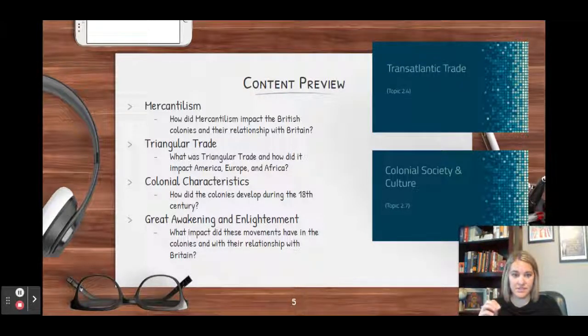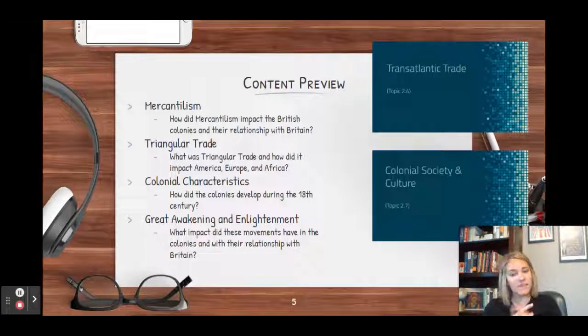Secondly, part of the transatlantic trade is the part about triangular trade. So triangular trade is going to be an actual system where certain goods and people, including enslaved Africans, are going to be traded from the Americas to Europe, to Africa and back. So it makes kind of a triangle, and the ships will actually participate in each of those legs. And so pay attention to what is being exchanged in that triangular trade.